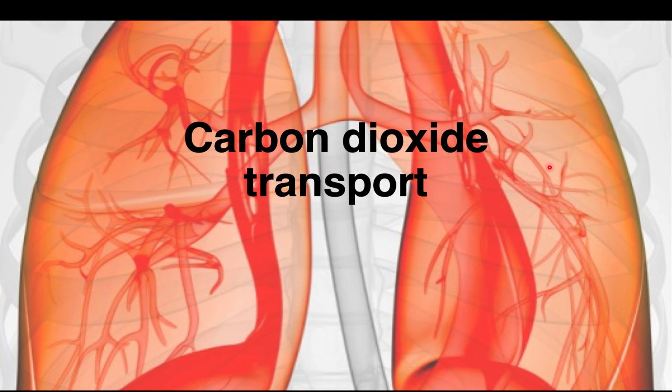Now let's move on to the carbon dioxide transport. In this part we're going to learn how carbon dioxide is transported in our circulatory system. So what is its transportation system, its official vehicle for carbon dioxide? Okay, we finished on the oxygen, we move to the carbon dioxide.